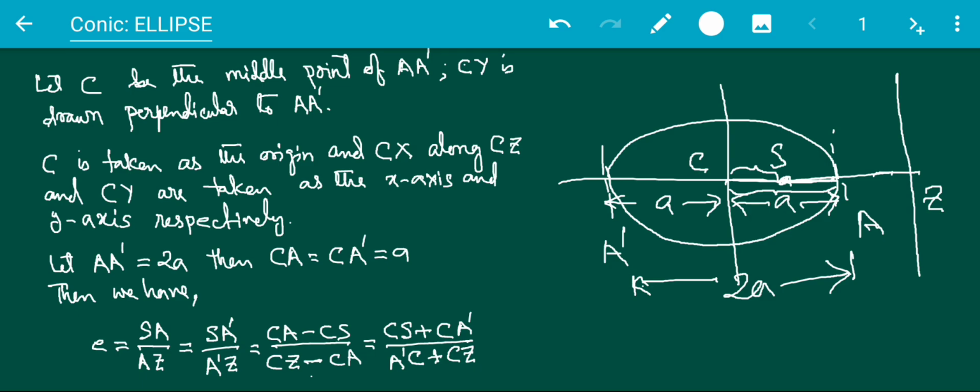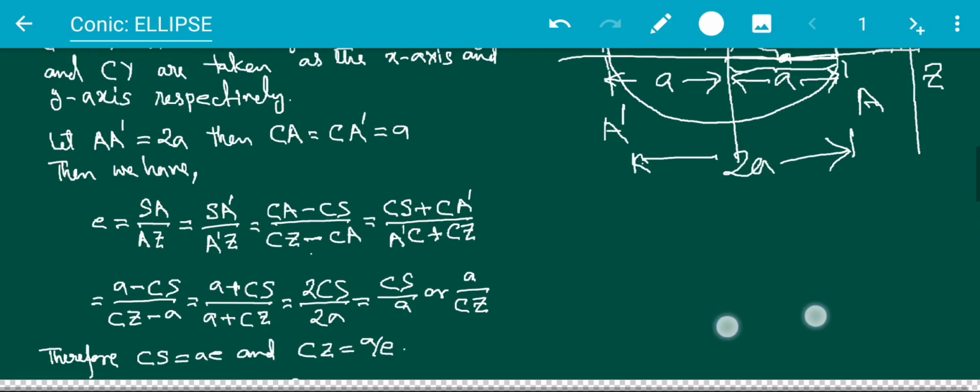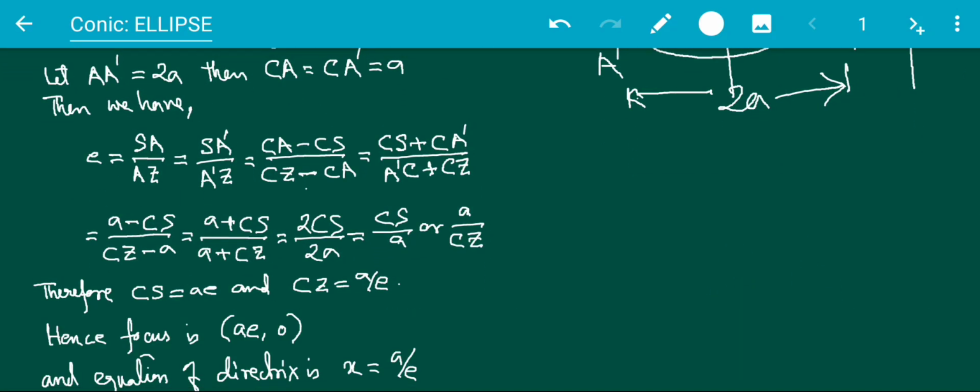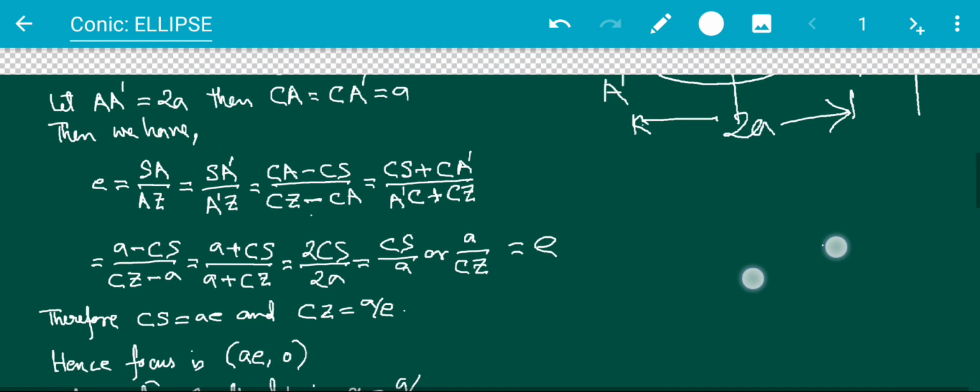Now again, AZ means this portion, which is nothing but CZ minus CA. Similarly we can write those things. Now CA is a, so a minus CS and CZ minus a. On simplification we see that twice CS by twice a is equal to CS by a, or a by CZ. In either case this side is e. So CS is equal to ae, or CZ is equal to a by e.